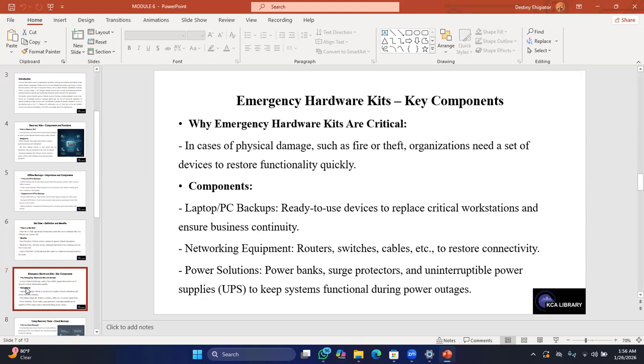Then we have networking equipment, routers, switches, and cable to restore connectivity. Now, what are some of the power solutions? We have power banks, surge protectors, and uninterruptible power supplies, UPS, to keep systems functional during a power outage. When your power goes off, if you have a UPS, it will not immediately go off and crash your system.